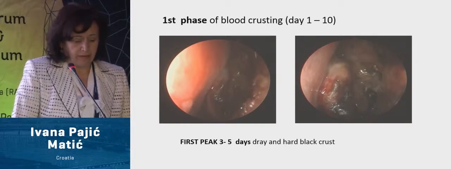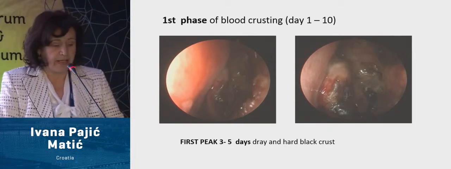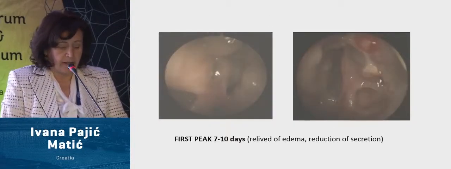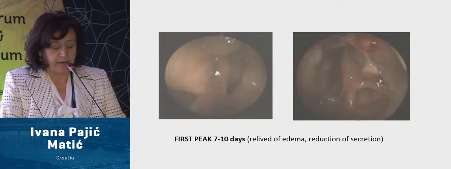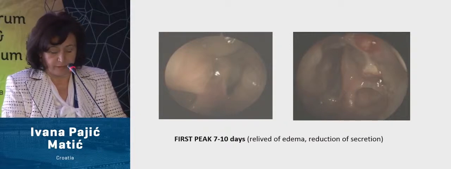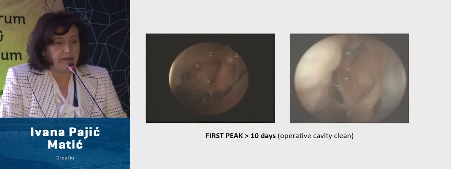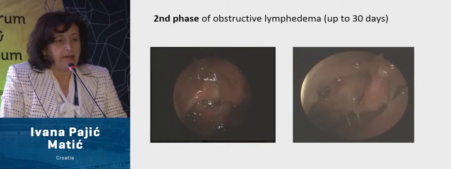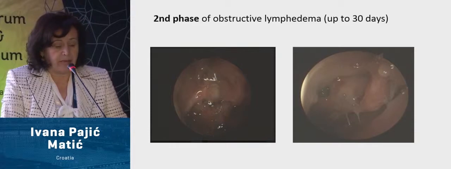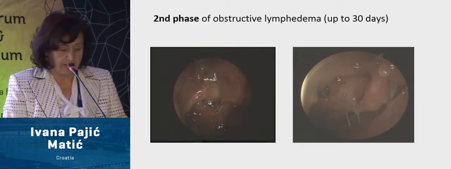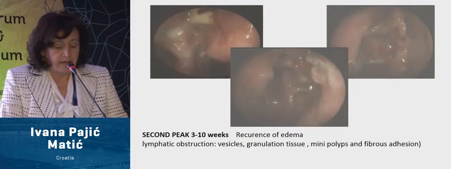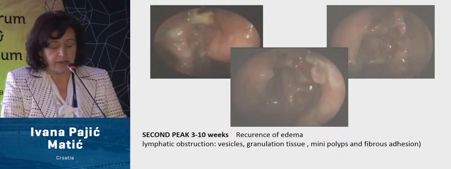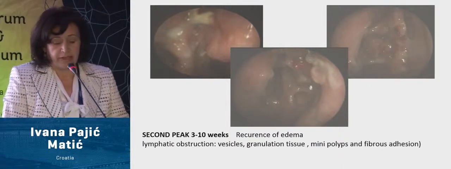As you can see on the first phase or first peak, you can see the blood crusting, dry and hard blood crust. From the 7th till 10 days, you can see the relief of edema, reduction of the secretion. Then there is a clean operative cavity after the 10 days. Up to 30 days comes the obstructive lymphedema phase. You can see the recurrence of edema, lymphatic obstruction, vesicles, granulation tissue, mini polyps, and fibrous adhesion.